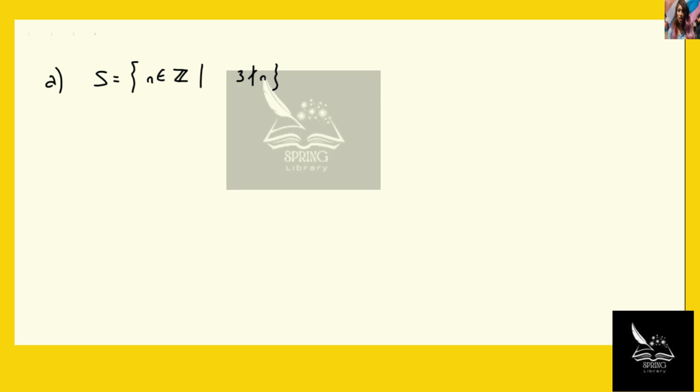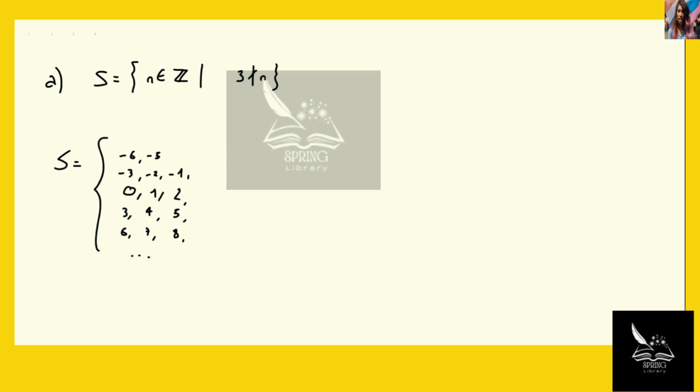We begin with the integers that are not divisible by 3. So let's first of all observe that we can write S as a set. Well, it contains 0, 1, 2. It contains -3, -2, -1 in order. Then it contains 3, 4, 5. Then 6, 7, 8, all the way up to infinity. And then going back, we have -6, -5, -4, all the way back to minus infinity.